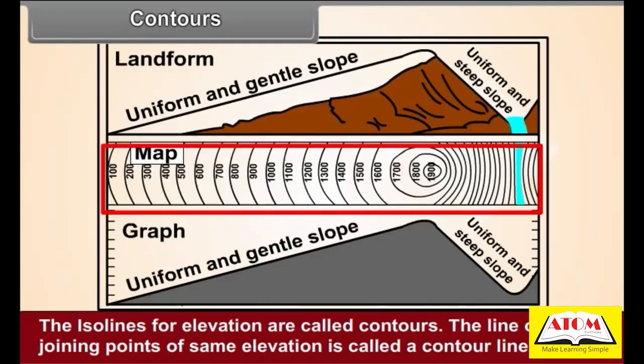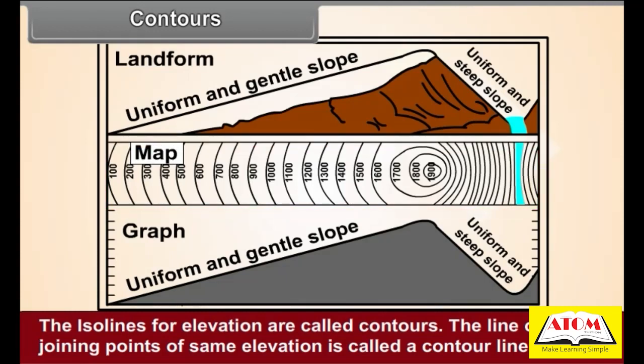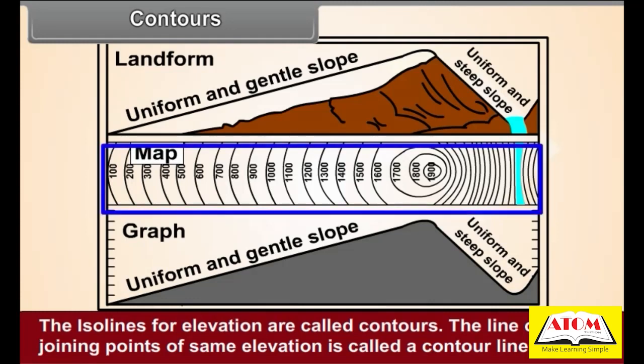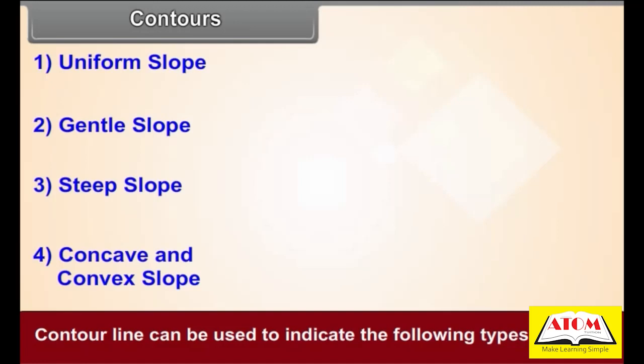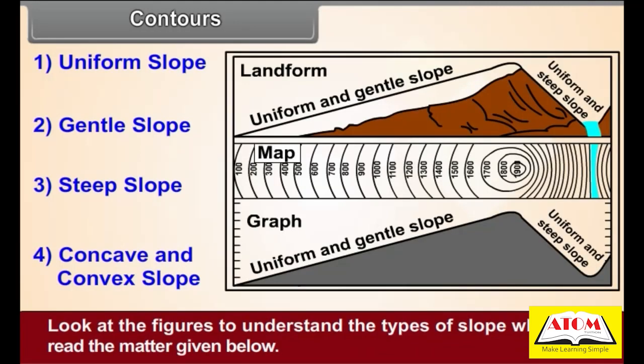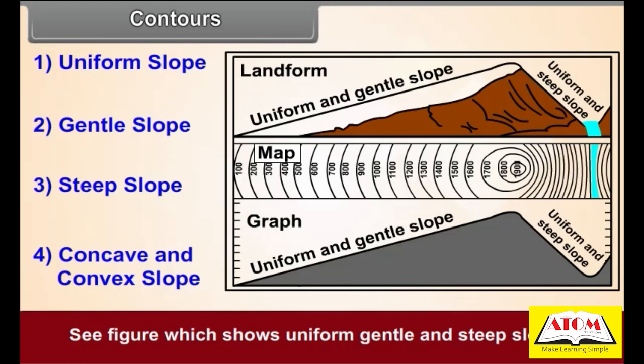Contours. The isolines for elevation are called contours. The line on a map joining points of same elevation is called a contour line. These lines collectively give an idea about the shape of a landform. They also give us an idea about the slope of the land. Contour lines can be used to indicate the following types of slope. Look at the figures to understand the types of slope when you read the matter given below. See figure 2.3, which shows uniform, gentle and steep slopes.